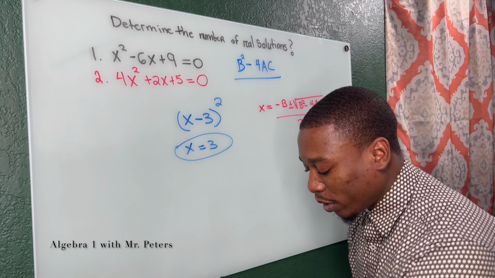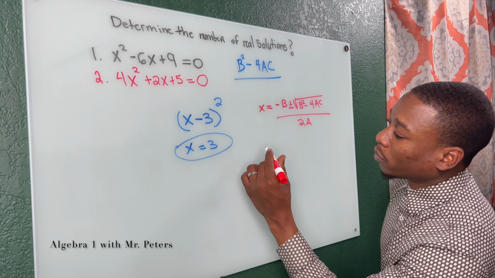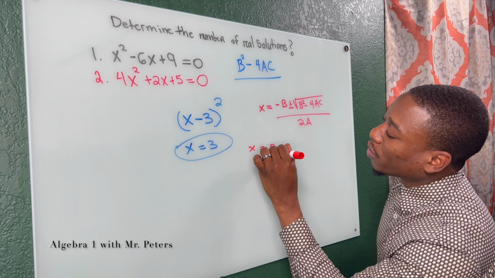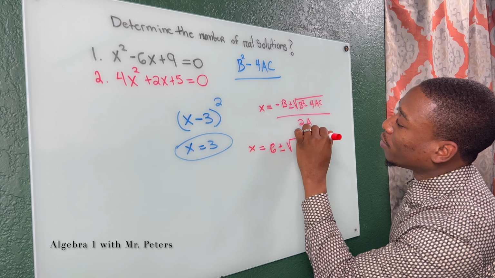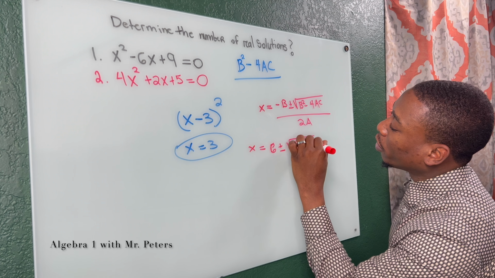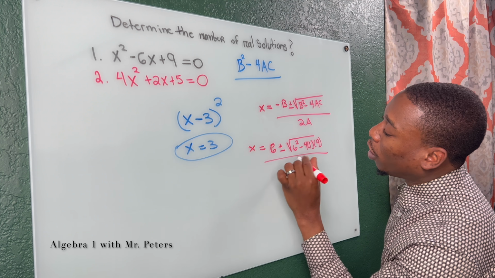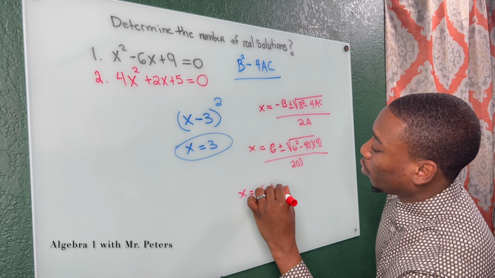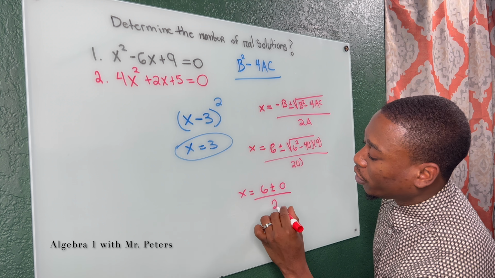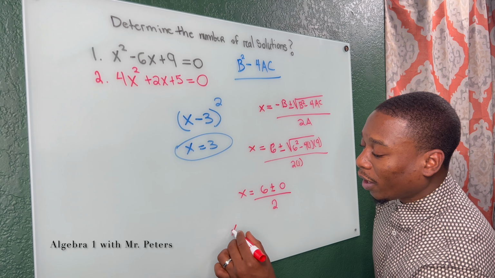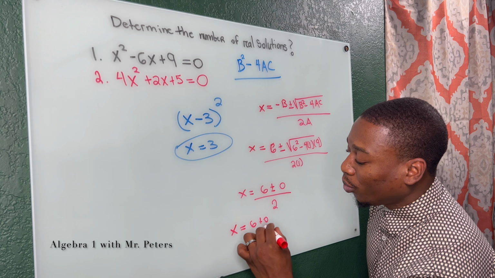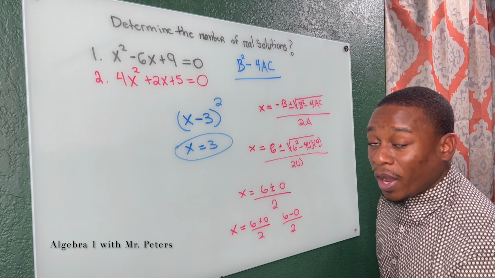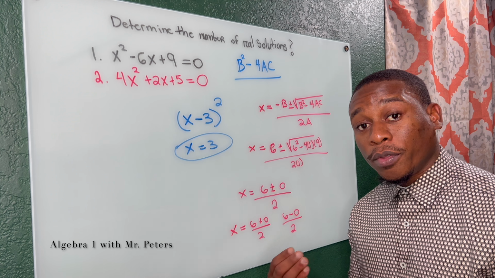So now when I go through, this is what I'm going to have. x is equal to positive 6 plus or minus the square root of 6 squared minus 4 times 1 times 9, all over 2 times 1. So as we simplify, we have 6 plus or minus 0, all over 2. When we split this answer, x is equal to 6 plus 0 over 2, and x is equal to 6 minus 0 over 2. No matter what we do, we're going to get one solution of 3.